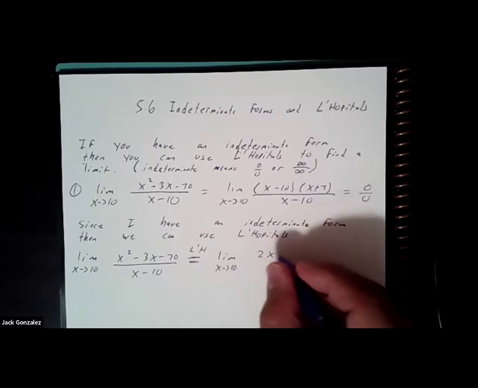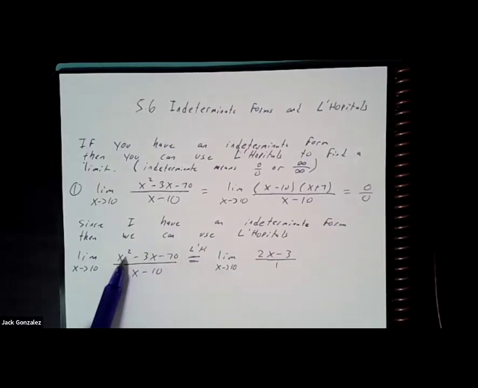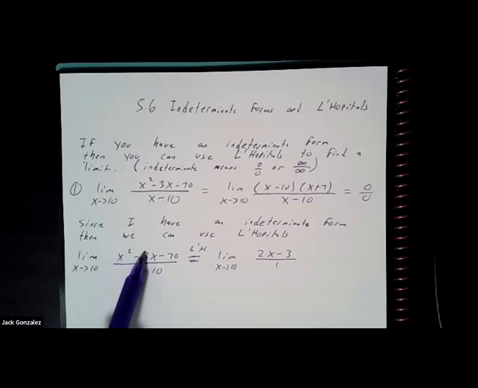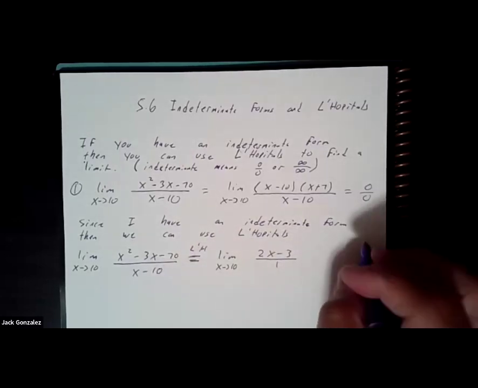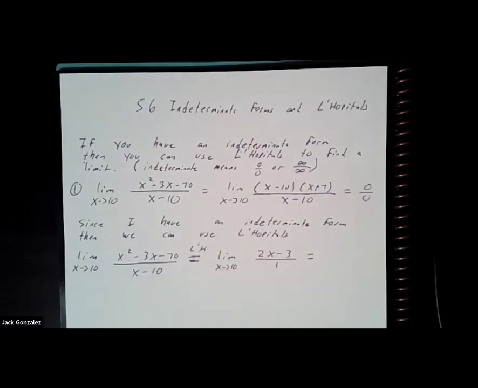So you get 2x minus 3 over 1. Right? What is the derivative of the top? 2x minus 3. Derivative of this guy is just a 1. So now take your limit, and what do we get? Yeah, it looks like 17.